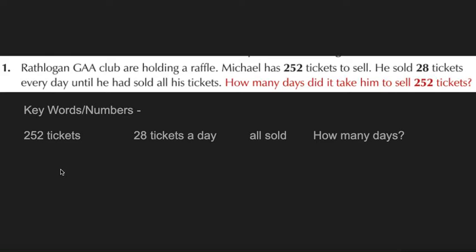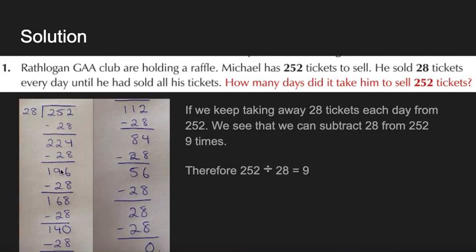Okay. So going through my solution, very simply, I come up with a plan. Right, I'm going to continuously take away 28 and see how many days it takes me to get to 0. Okay, so very simply, I set up my question, 252 my dividend, the sideways L, and 28, because we're dividing by 28. And the way we're solving the problem, boys, is we keep taking away 28. So we repeatedly take away 28, or repeated subtraction. That's where the name comes from, okay?